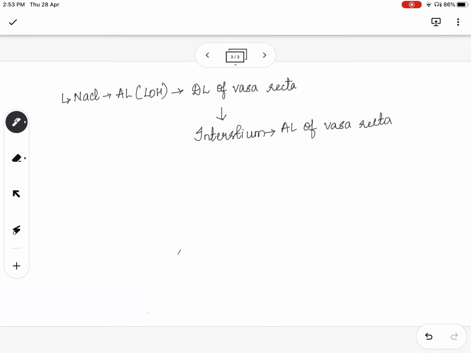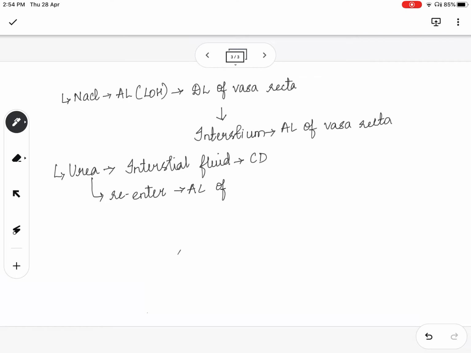Similarly, urea, where is it initially added to? Urea is added to interstitial fluid, in small amounts, by the collecting duct or collecting tubule. Eventually, whatever remaining urea is there from the collecting duct itself is being taken out. Then later on, this urea is going to re-enter where? Into the ascending limb of loop of Henle by diffusion. Questions like these have also come. How is it going to re-enter? Through what mechanism? The answer is diffusion.